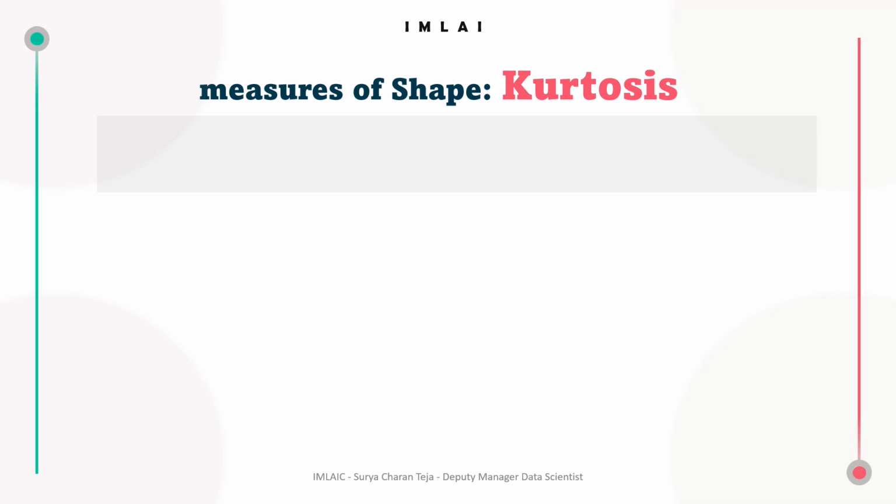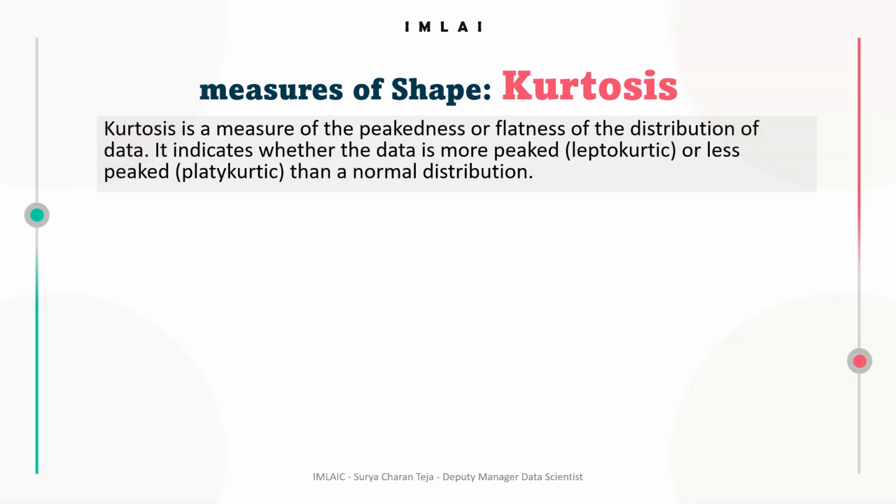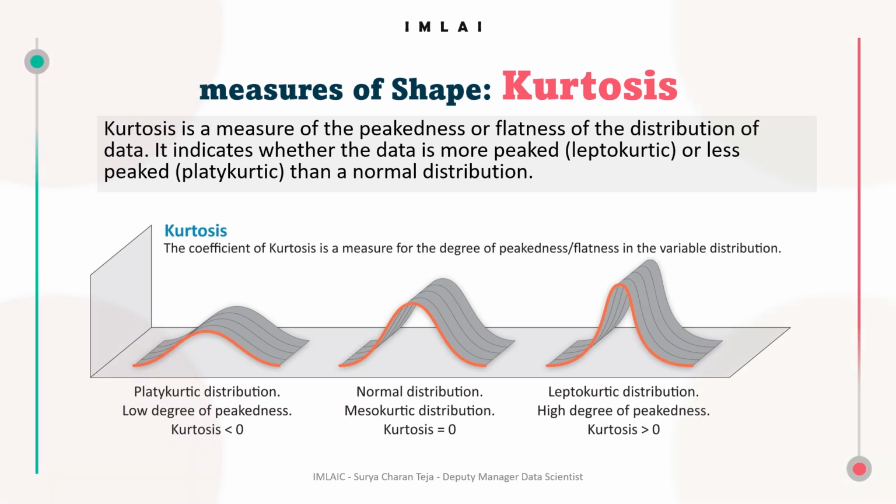It indicates whether the data is more peaked, that's leptokurtic, or less peaked, which is platykurtic, than a normal distribution. Let's look into the following illustration. At the center, that's a normal distribution. We also call it a mesokurtic distribution.